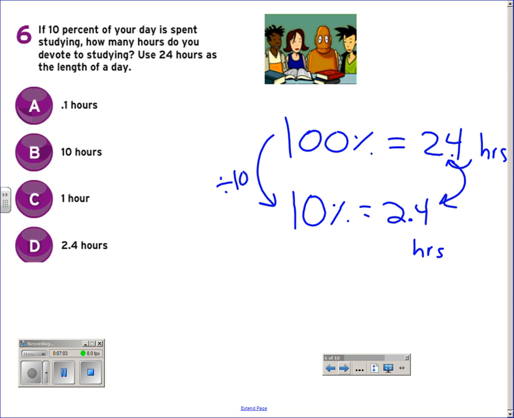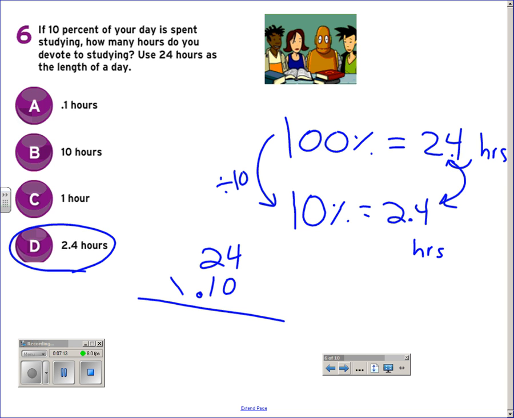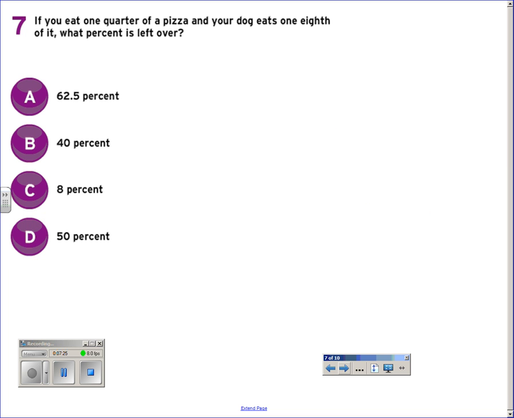Is that the best way to do it? Maybe not. You could just say 24 times 0.1. Really, you don't need the 0. 4 times 1 is 4. 2 times 1 is 2 with 1 decimal place. Percent of a number, right? Remember, change it to a decimal and multiply.